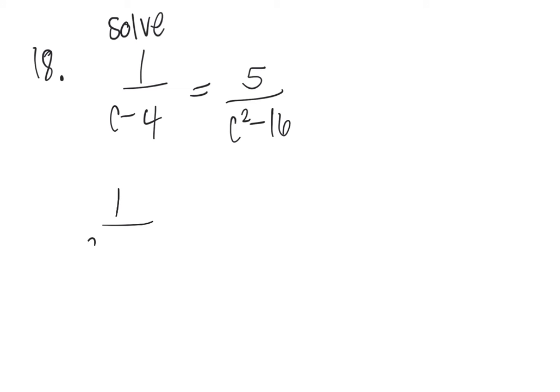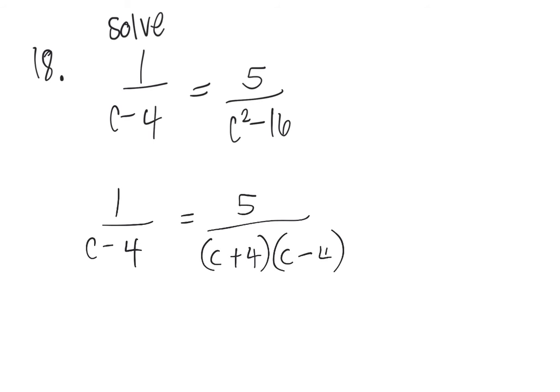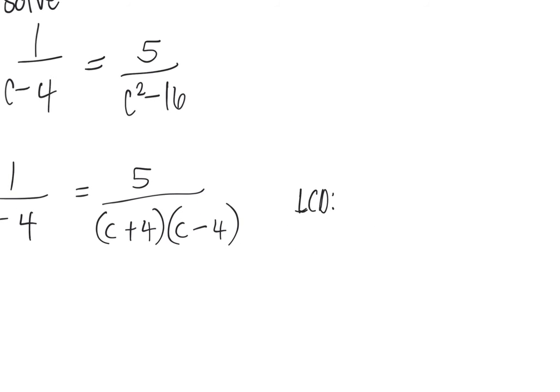So C minus 4 does not factor, but C squared minus 16 is a difference of squares. The square root of C squared is C. The square root of 16 is 4. So once I find this LCD, I'm going to multiply the LCD by every part of the equation, and hopefully that denominator will cancel and I won't have a fraction anymore.